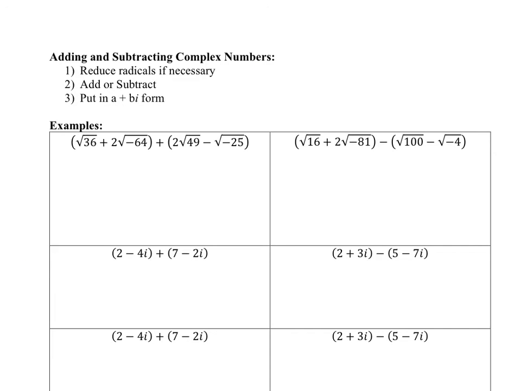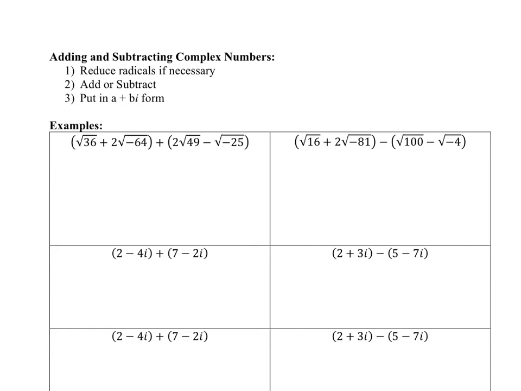Lastly, we're just adding and subtracting. So when you add and subtract, you follow the same rules we did before. You add by reducing the radical first, if you have it, and then adding like terms.